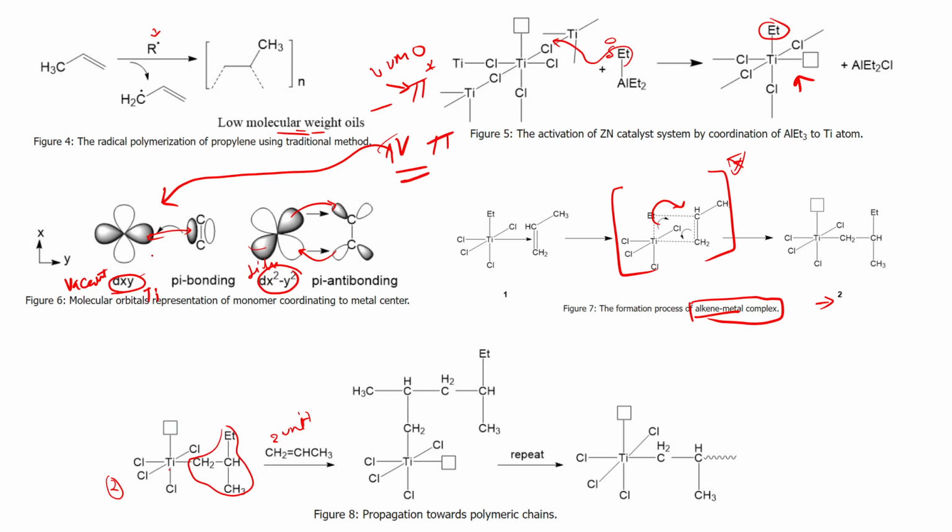Now again, this can react with your olefin unit in the same way, because it now has a vacant dxy and a filled dx square minus y square. So in the same fashion, the second unit of your olefin can react, and this ethyl in the same way will do the shift, and again you can end up with this particular unit.